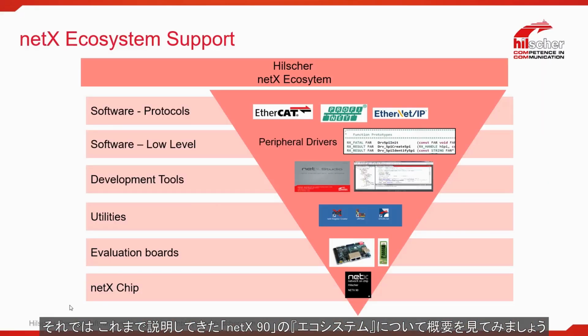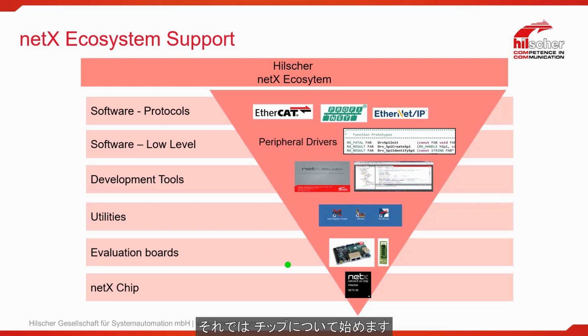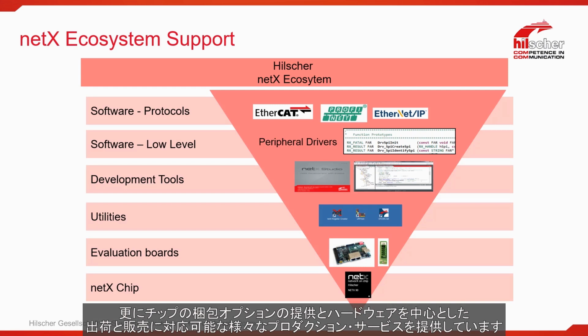So now let's summarize the ecosystem that we've either talked about or alluded to during our previous discussions around the Netix 90. Now, the ecosystem is all of the tools and the hardware and the software that we put together to support your Netix 90 development. We start, of course, with the chip itself, and we provide specifications for the chip. We provide packaging options for the chip, a variety of production services made available to you for shipping and sales and all of that, centered around the hardware itself.